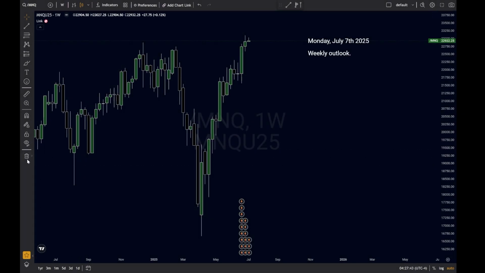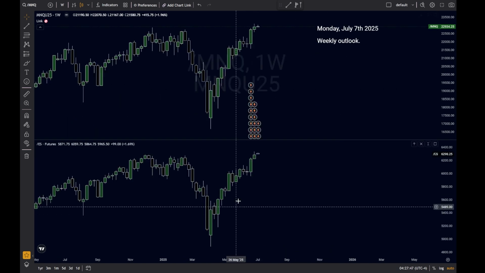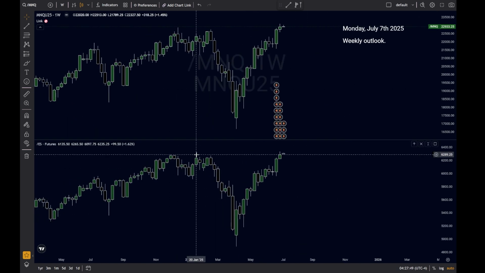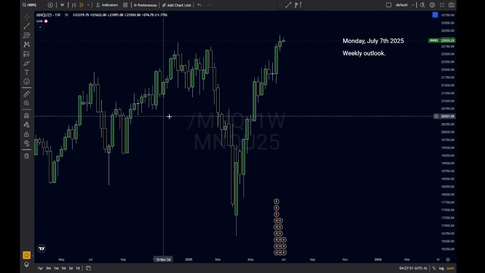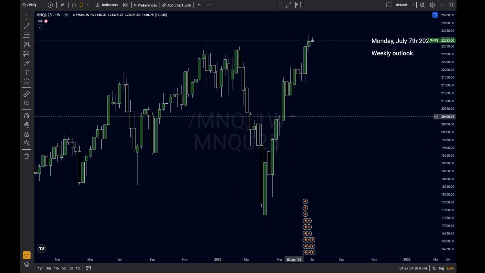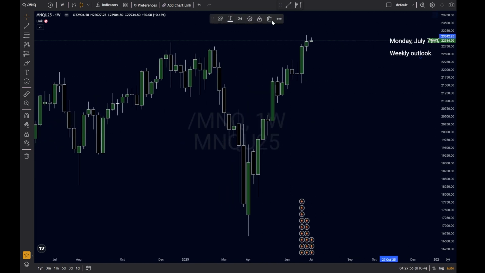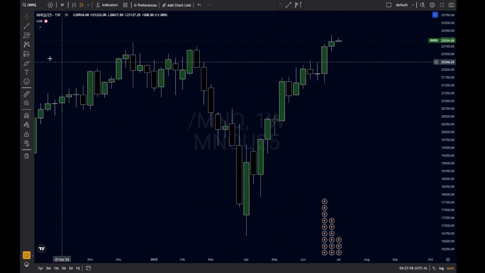Just doing a quick weekly outlook, weekly chart on the Nasdaq. Double click, we've got the ES here. Both of them have taken out their all-time highs. I'm looking for price to run higher. So let's get in on the weekly and look at some of the PD arrays that I think price is going to be keying off from.